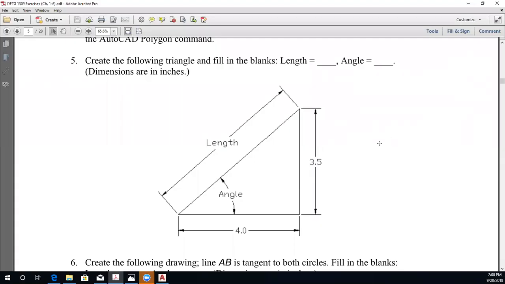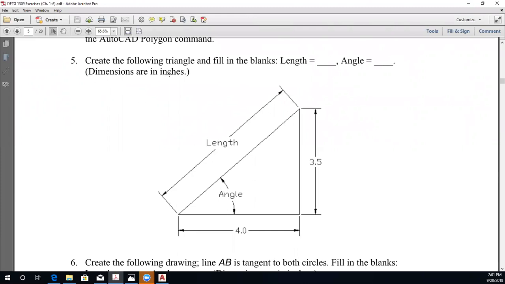In our quiz, we have to answer questions 5 and 6 from chapter 2 of the review questions. So here is question 5. We'll do this one first. We are going to draw this triangle first and determine the length for the first blank and the angle right here for the second blank.